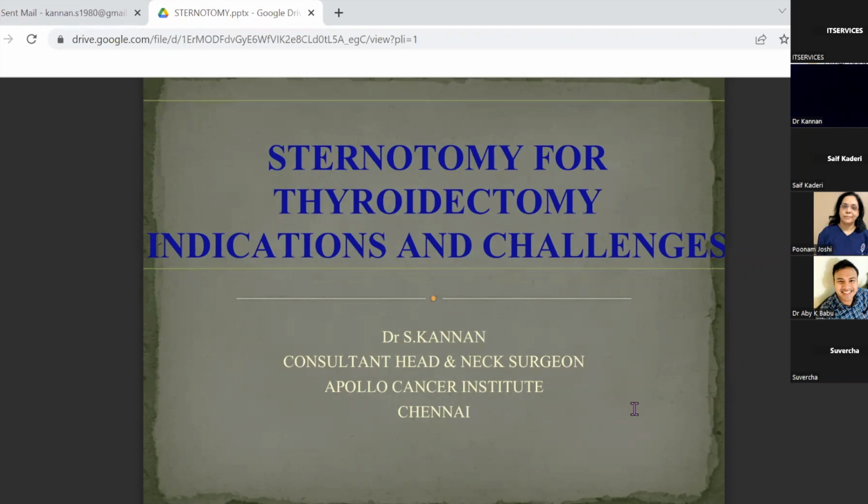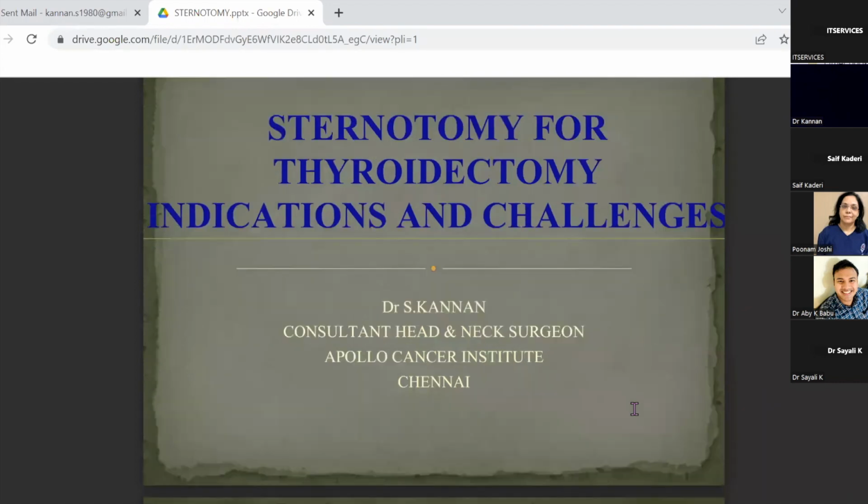So most of us do thyroid surgeries. Sternotomy is an integral part and an important armamentarium which every thyroid surgeon should have. At least we should be prepared and we should anticipate when we need a sternotomy in a patient whom we are doing thyroidectomy. So today we will discuss what the indications for sternotomy are, what the challenges are, and how we overcome them.